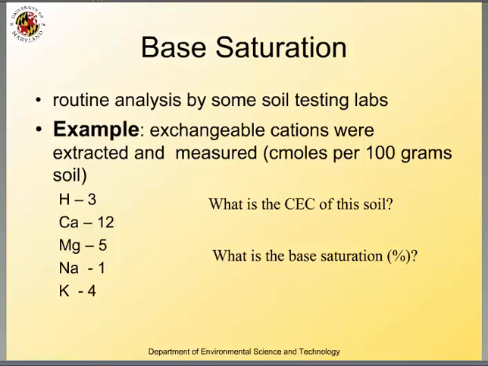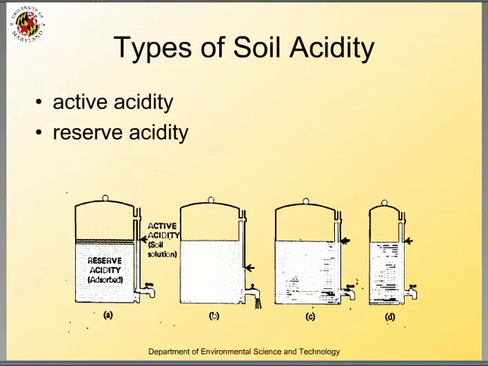So if you get an example like this, don't be thrown by it. Remember that CEC is expressed in centimoles per 100 grams. If they gave you this on some other weight of soil, just express it on the basis of 100 grams. If they give it to you in centimoles, you're set. If they give it to you in milligrams, you're screwed. I'm not going to teach you how to do that. That's not for today, okay?